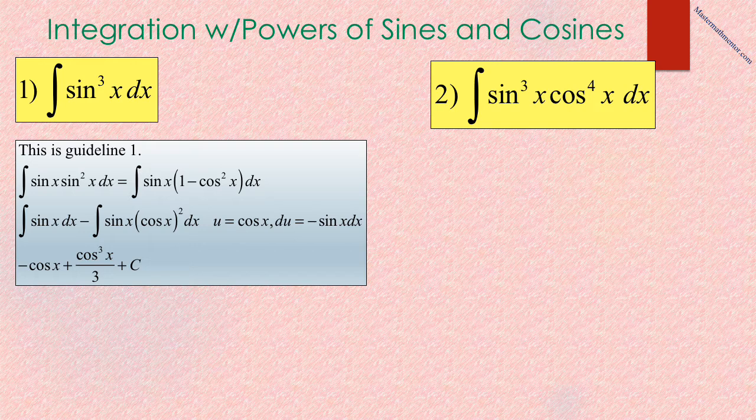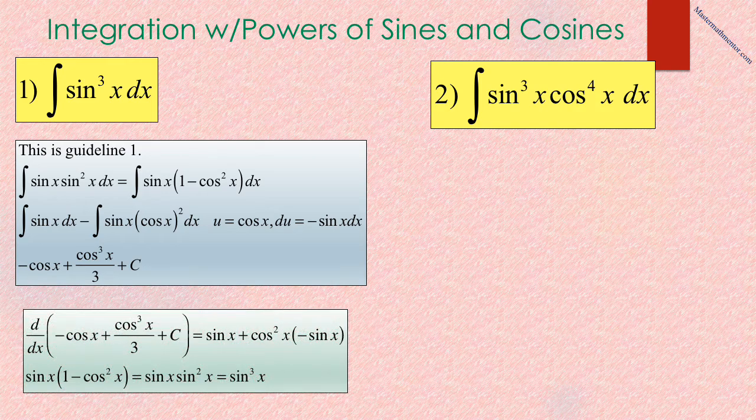The first integration is easy. The second uses u substitution, with u being cosine of x and du equals negative sine of x dx. So when we do our 2 integrations, we get negative cosine of x plus cosine cubed of x over 3 plus c. For this problem, we will check it by taking the derivative of negative cosine of x plus cosine cubed of x over 3 plus c.